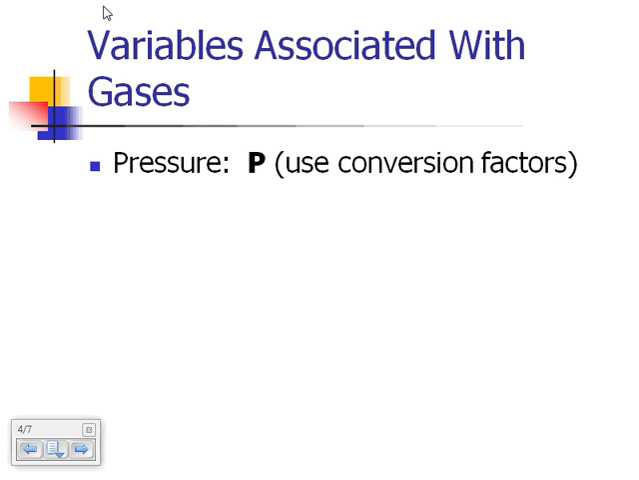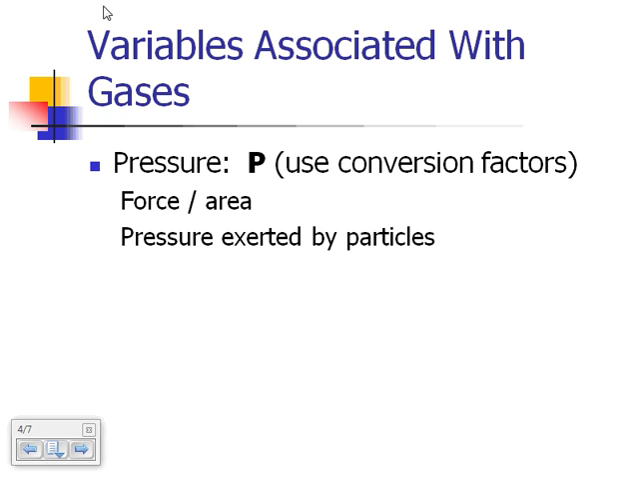Pressure is designated by a capital P, and there are a number of different pressures that can be used when we talk about pressure. The formal definition is force per unit area. Basically, the pressure exerted by the particles, how much force they have crashing against the walls of their particular container.